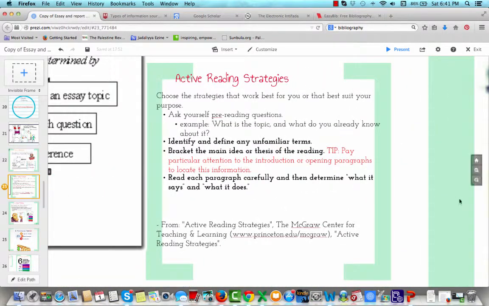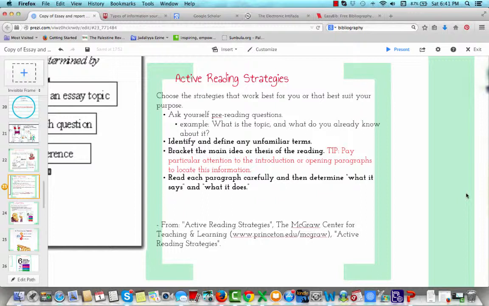Okay, so there are different strategies. Now, from what I've seen, in all honesty, ladies and gentlemen, it seems that your active reading strategies are great. And to each his own. At the end of the day, what works for you might not work for someone else. But there are proven strategies that can help you. So you have to ask yourself from the very beginning, and this is usually done in the book for you, usually in the short stories: what is the topic? Ask yourself pre-reading questions, and what do you already know about it?